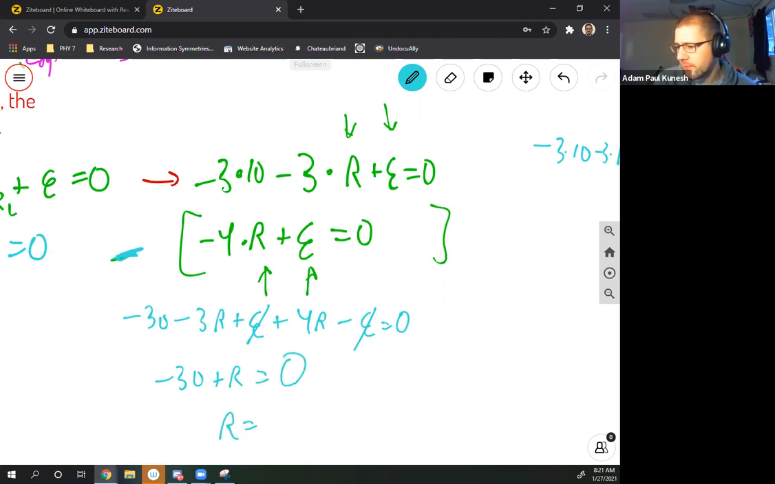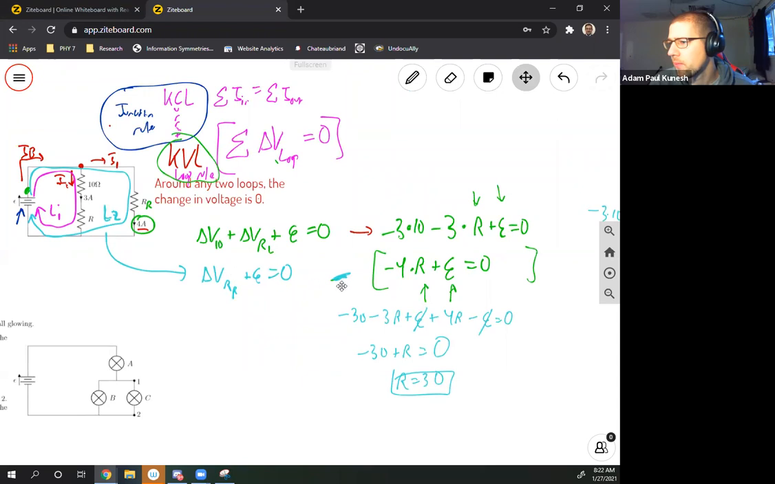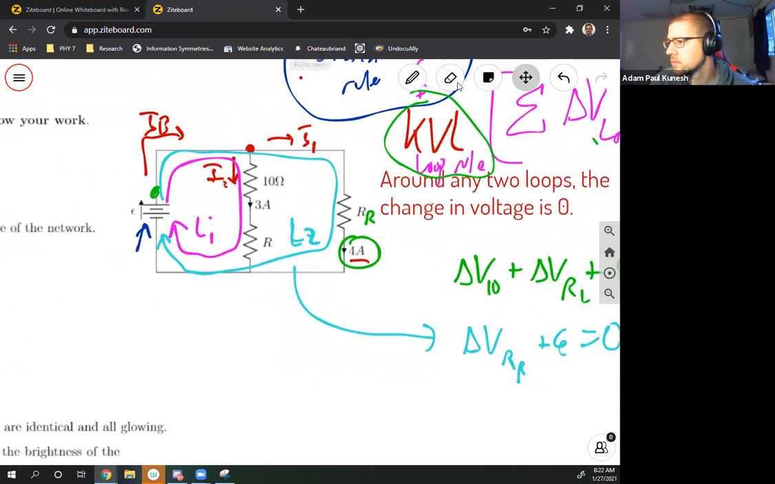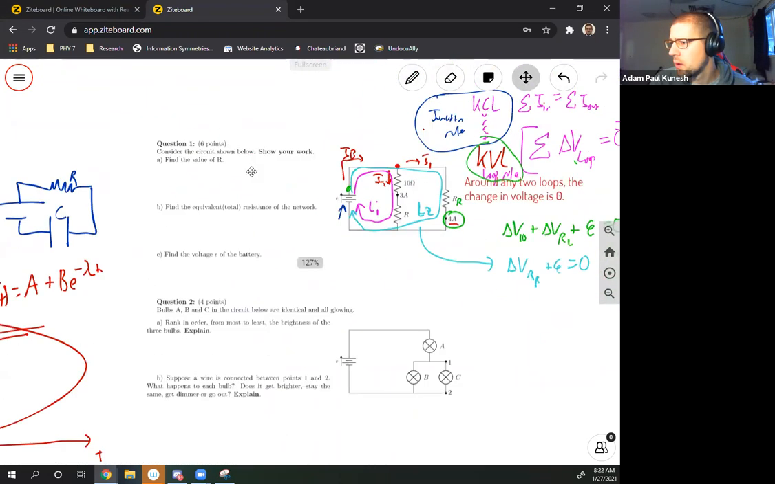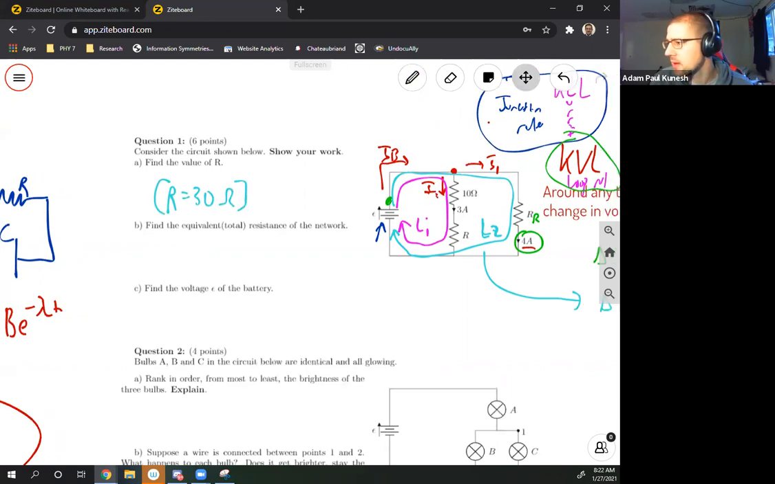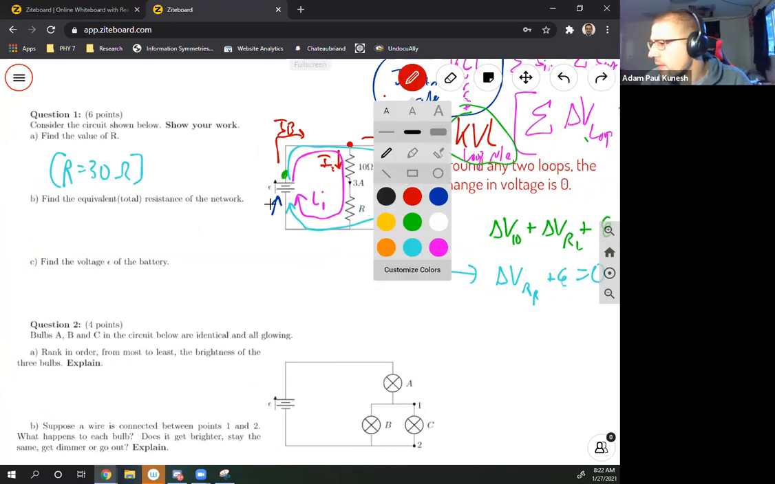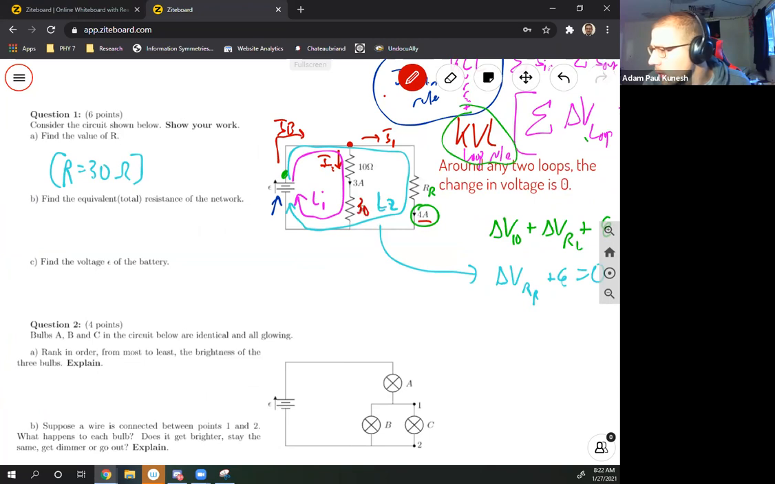So R is 30, and the units of resistance are ohms. R equals 30 ohms. Okay, intuition check. Does that make sense? If I were to have a 30 ohm resistor down here and a 30 ohm resistor over here, would I expect the kinds of currents that I see?